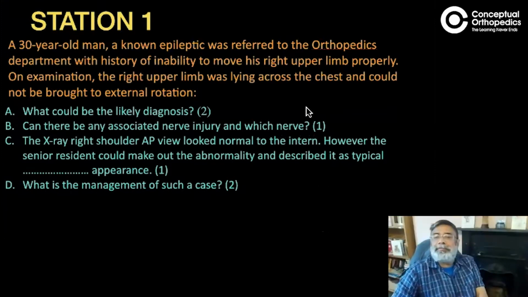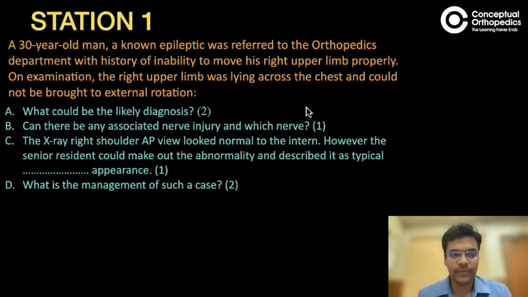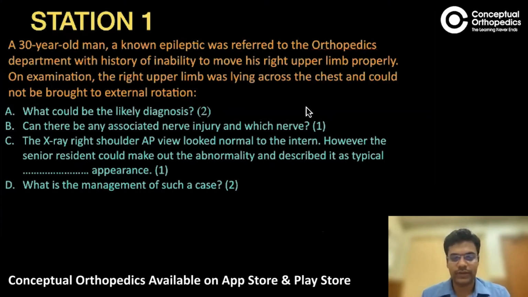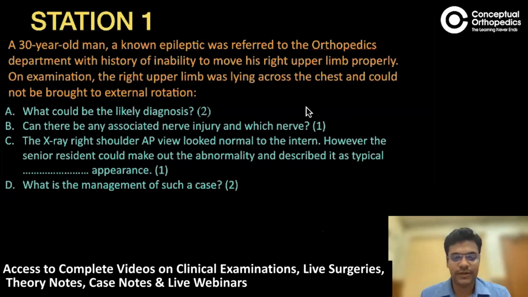Okay. Coming to station 1, a 30-year-old man, a known epileptic, was referred to the orthopedic department with the history of inability to move his right upper limb properly. On examination, the right upper limb was lying across the chest and could not be brought into external rotation. So the questions are, what could be the likely diagnosis? Can there be an associated nerve injury? And which nerve? The X-ray showed AP view with the normal to the intern. However, the senior resident could not make the abnormality described, typical with dash appearance. And what could be the management of such case?